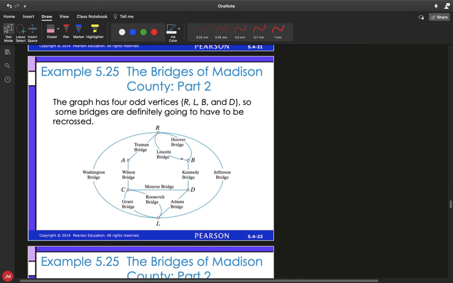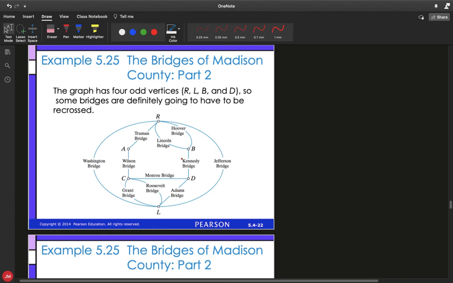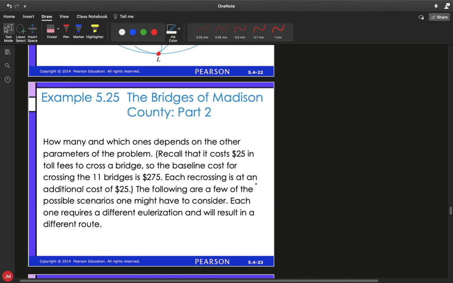It turns out that there are 4 odd vertices. In fact, R is an odd vertex, L is an odd vertex, B is an odd vertex, and D is an odd vertex. So you've got these 4 as odd vertices. Depending on whether or not this photographer needs to start and end at the same place, or whether they just need to be able to start in one place and end somewhere else, is going to determine if we need to fully Eulerize this graph or to just semi-Eulerize.